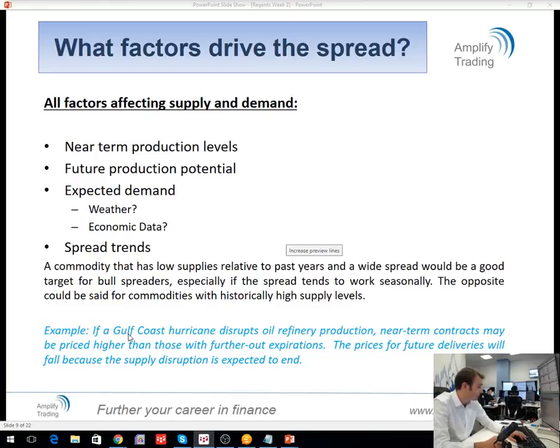So for example, if a Gulf Coast hurricane disrupts oil refinery production, obviously near-term contracts will be priced higher than those with further out expectations. So the prices for future deliveries will fall because the supply disruption is expected to end. In that case, you'd buy the near-term month, and you'd sell the future month. You're trading the relationship between delivery dates.